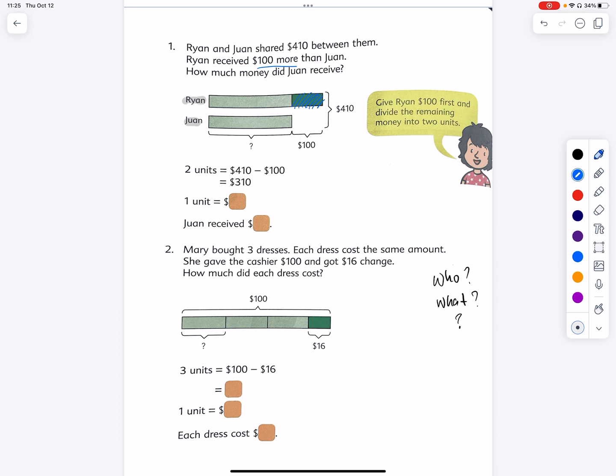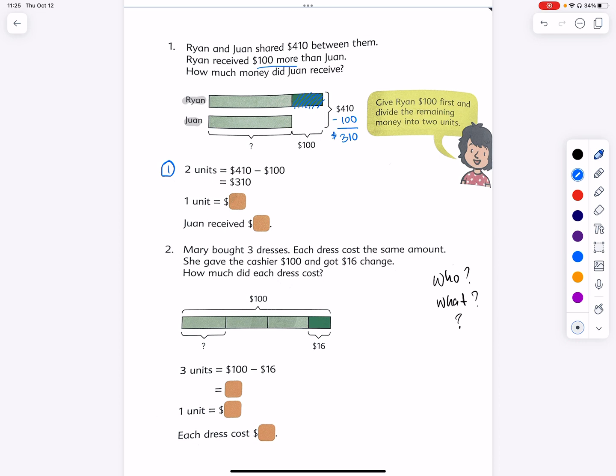So this is a 2-step problem. I hope you remember this pattern from previous years. We've seen it even in 3rd grade. We have 410 in total. Step 1, subtract the difference. Subtract the difference, and now we have $310. So if they were to share this equally, they would be sharing $310.